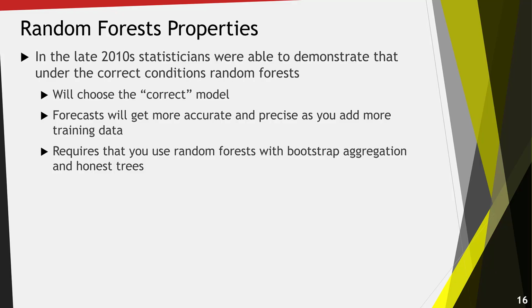These results come with some assumptions. In particular, it requires that you use random forests with bootstrap aggregation and honest trees. Honest trees are a leaf-splitting algorithm that only recently has come into use in random forests. And in fact, the random forest algorithm that we'll consider in this class does not use honest trees. So as you can see, these methods are still areas of active research.